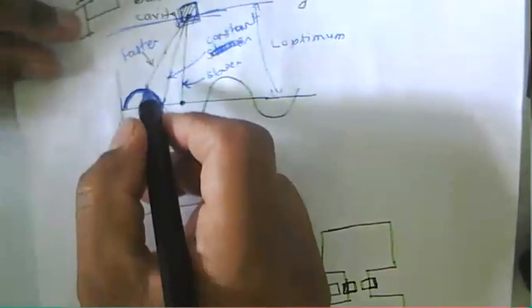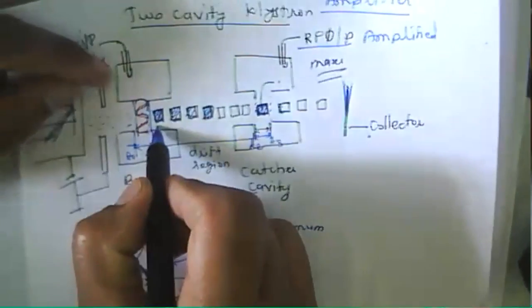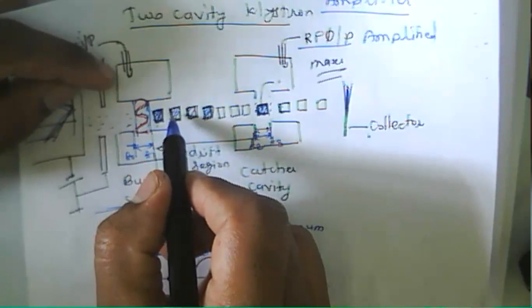When they reach here, the bunch formation takes place. Now these bunches propagate towards the catcher cavity.